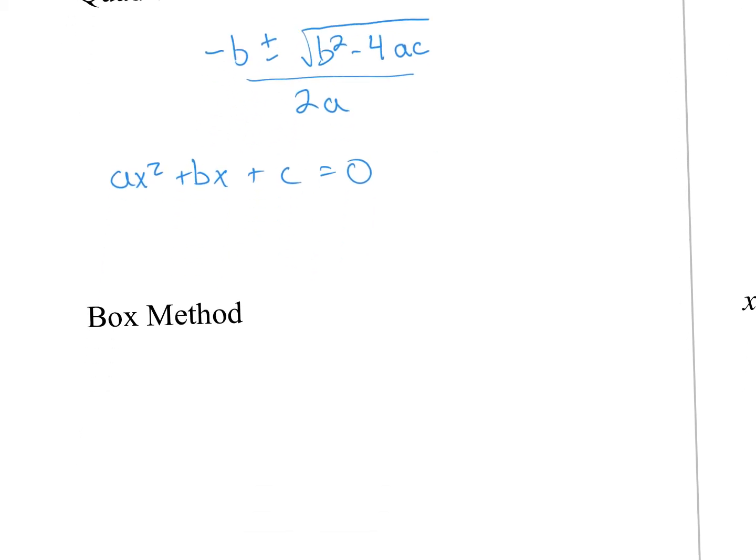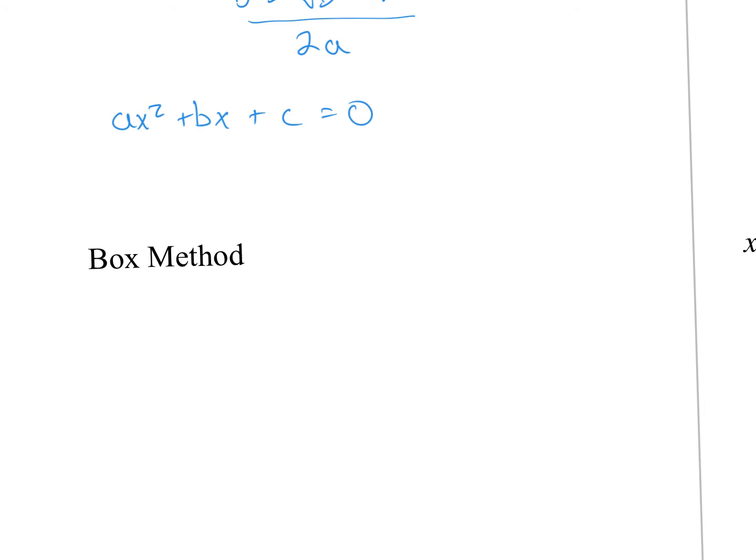And remember our box method. If we have a standard form, we want to try to draw a box here, and we put the ax squared here, whatever the ax squared is, and we put the c here, and we try to find what these two things are using our box method. So I'm going to go into an example of both of an equation.